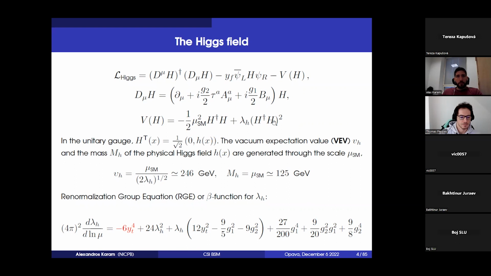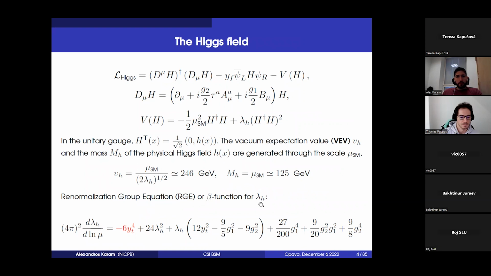Now, let's see how the Higgs field enters the Lagrangian of the standard model. This is the Higgs potential, which contains 2 terms. This is the mass term, and this is the quartic term. Then the vacuum expectation value and the mass of the physical Higgs field are generated through this scale mu SM. So the VEV of the Higgs is 246 GeV, and the mass is 125 GeV.